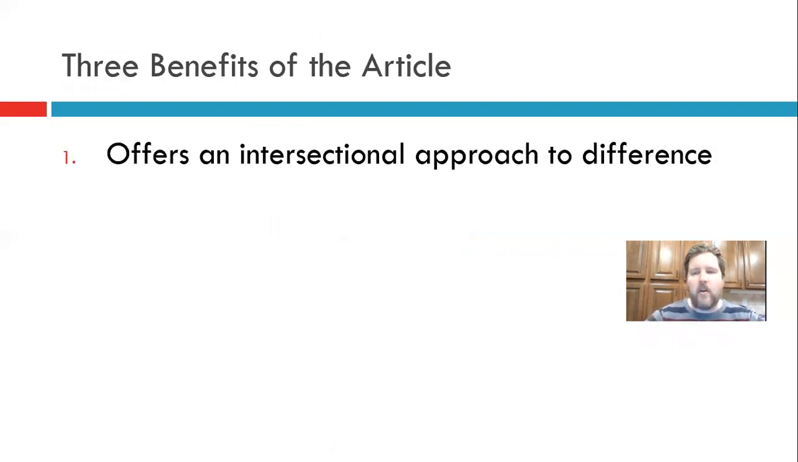So, three benefits of the article. Number 1, it offers an intersectional approach to difference. By that, I mean, you can kind of see how I had the reading set up this way. The first reading was about race. The second reading was about queer identity. But this third reading is both about race and queer identity. And so it gets into what Kimberlé Crenshaw calls that intersectional approach to thinking about difference.